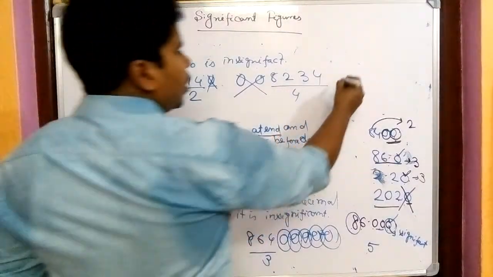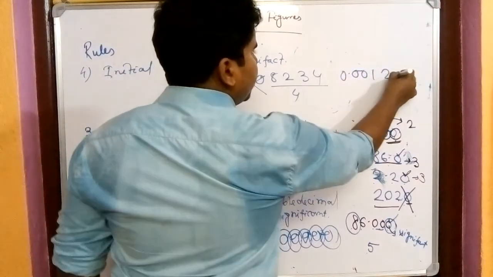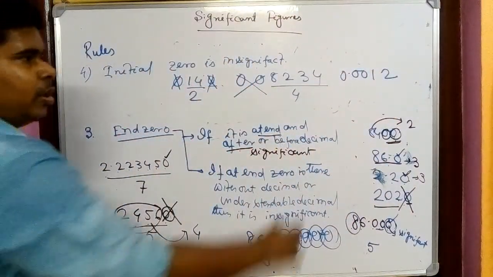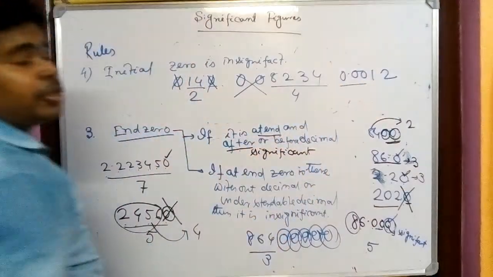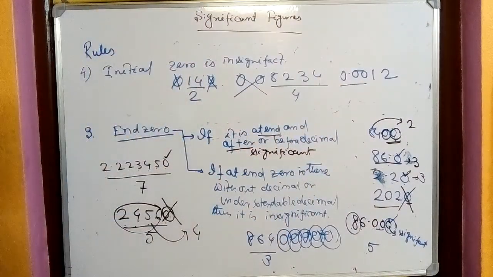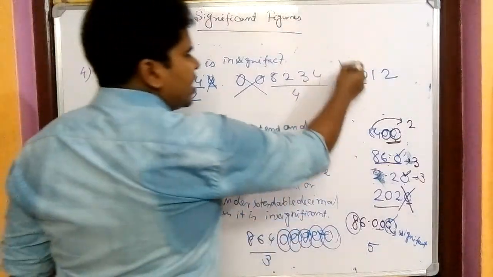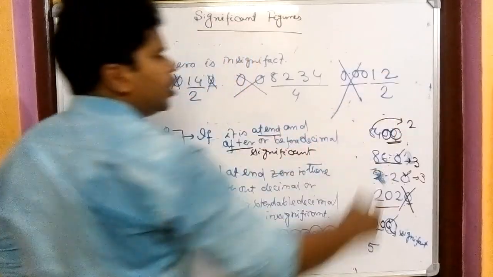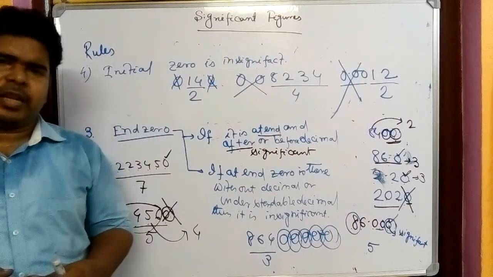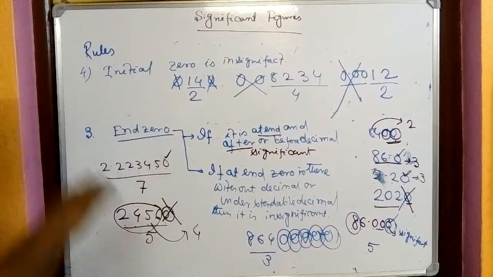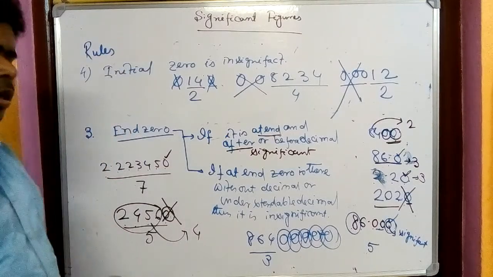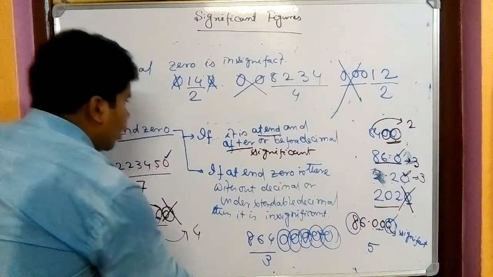If it is written 0.0012, here also these zeros are initial 0, whether it is decimal or not, we are not bothered about that. Completely these are insignificant and only 2 significant figures are there. Okay, so this is for initial 0. For initial 0 it is insignificant.